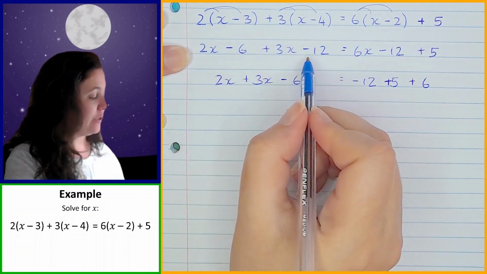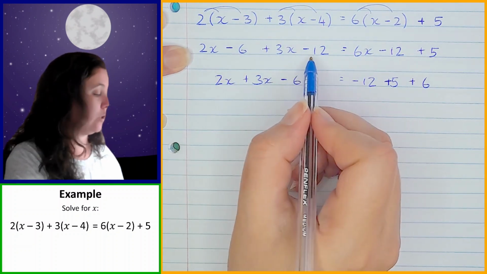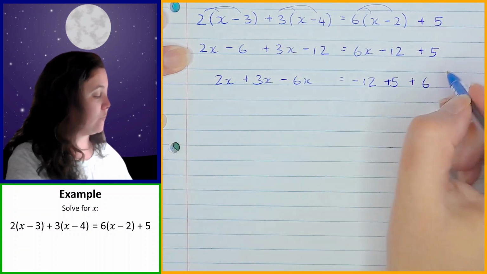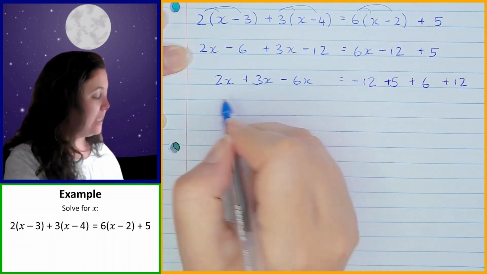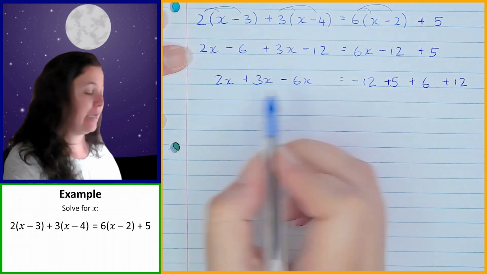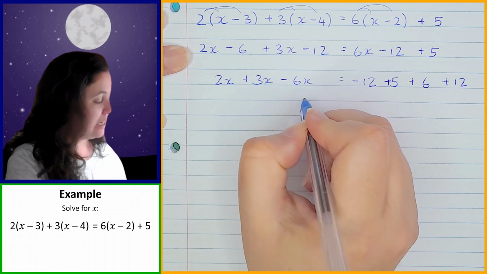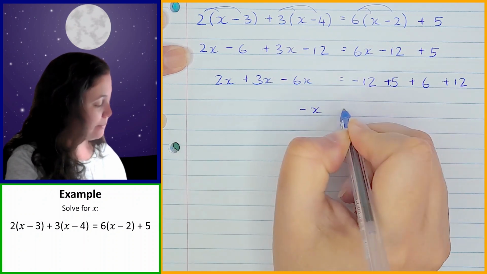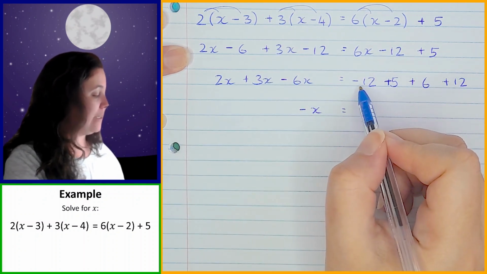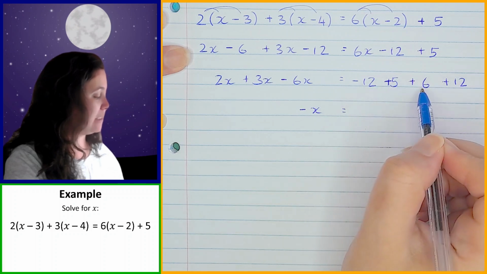And then over here, I've got negative 12. So I need to, again, add 12 on the left-hand side. So I must add 12 on the right-hand side to keep it equal. Okay, so now I'm going to go and simplify the two sides of my equation. So I've got 2x plus 3x minus 6x. That gives me negative x equal to, over here I've got negative 12 plus 5 plus 6 plus 12.